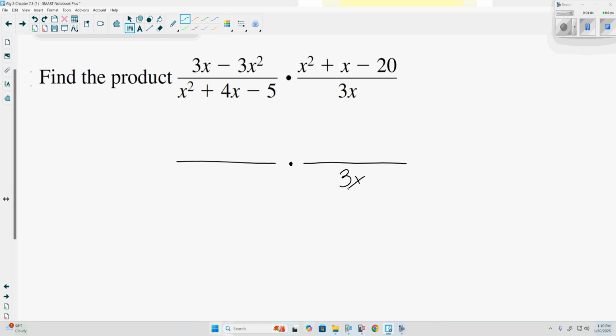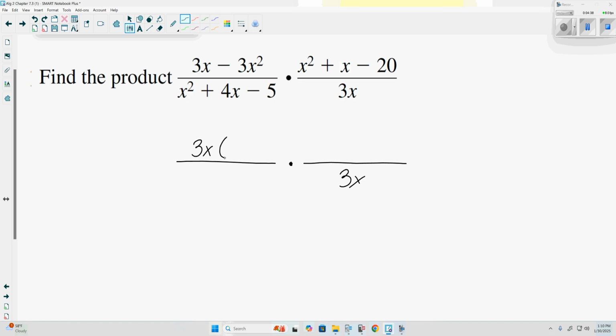The next one I would look for is anything that has a greatest common factor between the terms, on top or bottom. Well, in our first one, we have 3x and negative 3x squared. Well, what's in common with 3x and 3x squared? We would have a common factor of 3. We'd also have a common factor of x, because both of them do have 3. The greatest common factor between 3 and 3 is 3, and the greatest common factor between x and x squared is x.